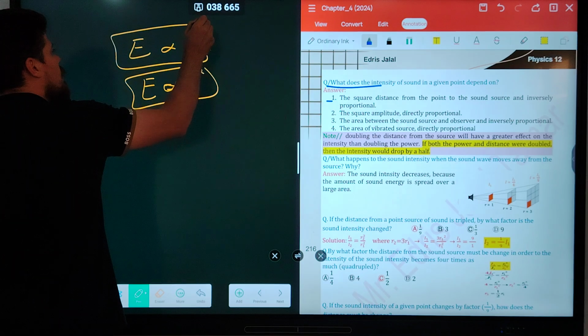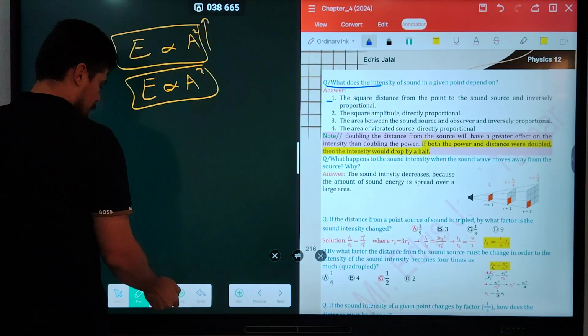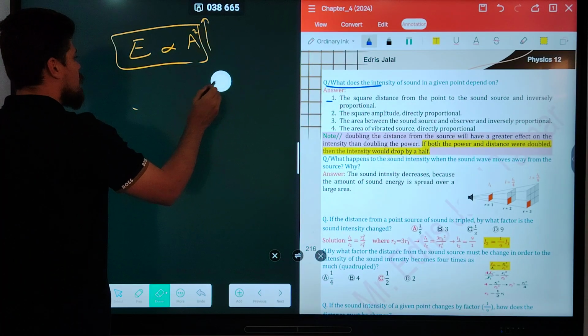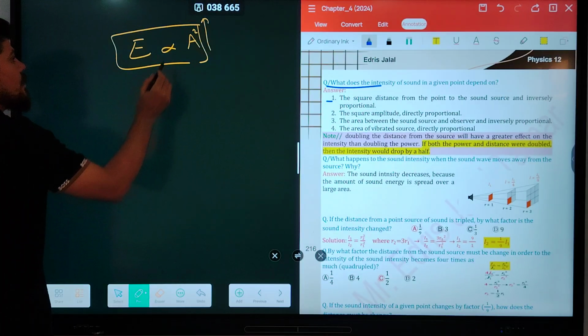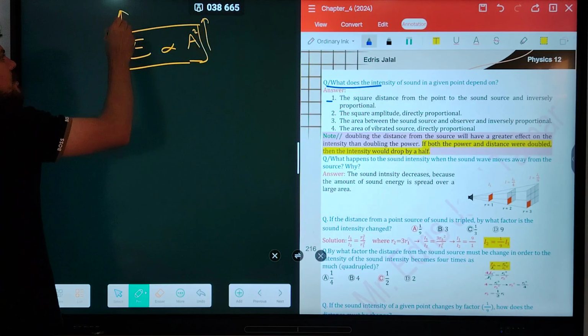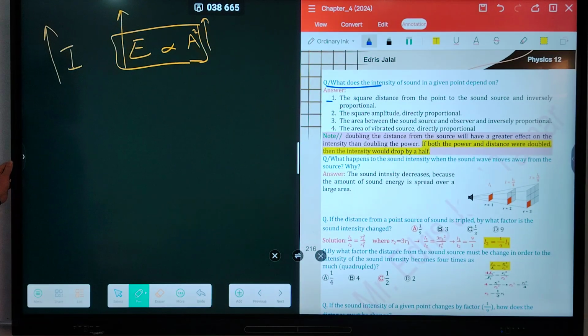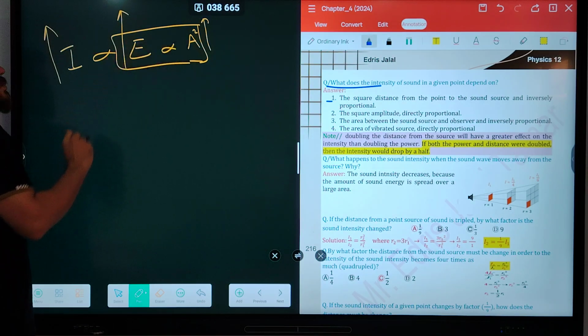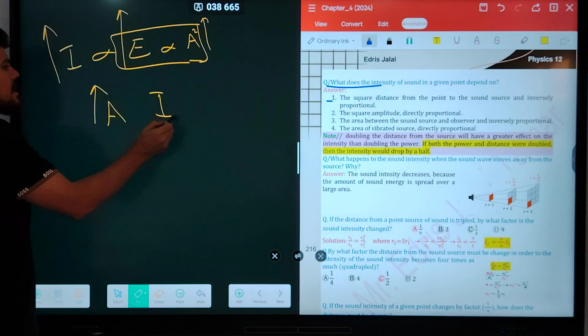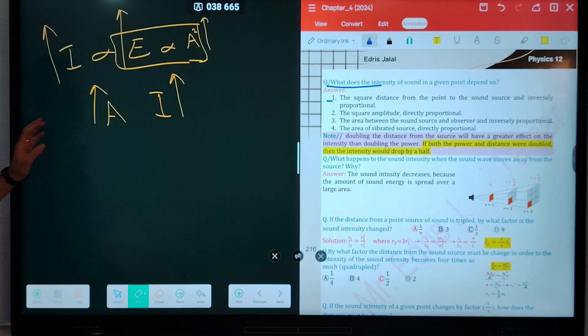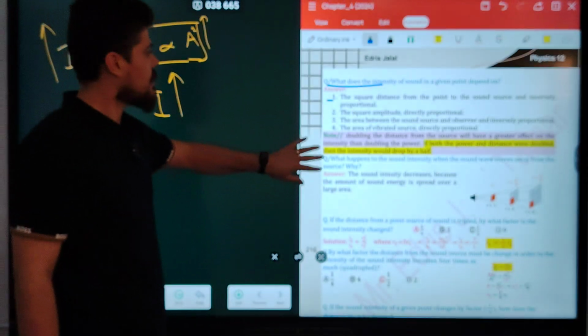When amplitude gets more, what happens to the energy? The energy also increases, guys. So when the energy gets more, what happens to the sound intensity? Sound intensity also becomes more and more. Why? Because energy with intensity is directly proportional, and energy with amplitude is also directly proportional. So by increasing the amplitude, what happens to the sound intensity? Sound intensity also increases. Okay?